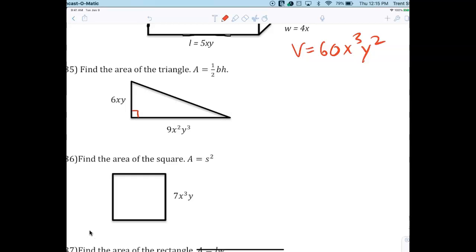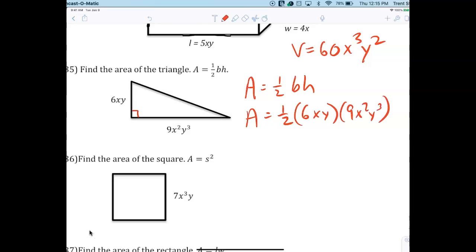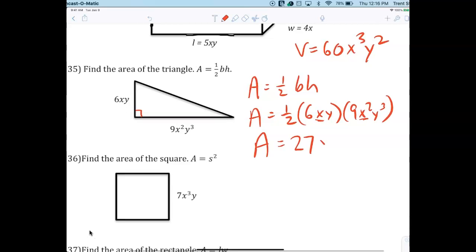All right. So now the formula is A equals 1/2 base times height. Does it matter what the base is or what the height is? No, because we're multiplying them all together. The order in which you multiply doesn't matter. Half of 6 times 9 is what? 27. What's x times x squared? x cubed. What's y times y cubed? y to the 4th. Everybody go with that?